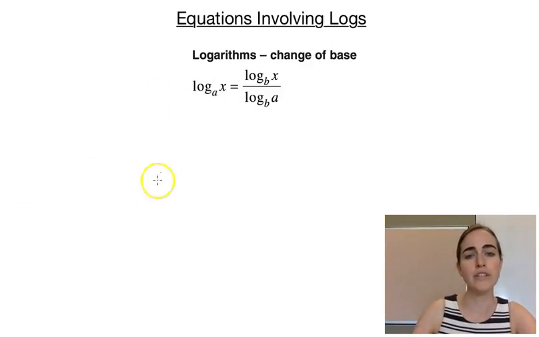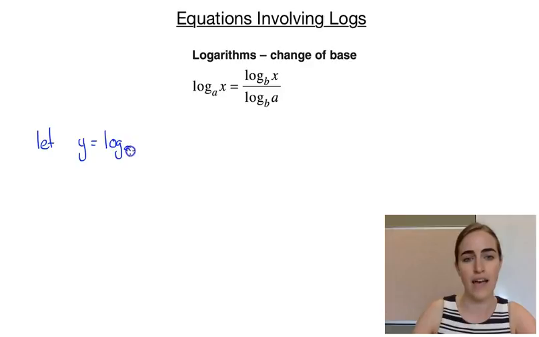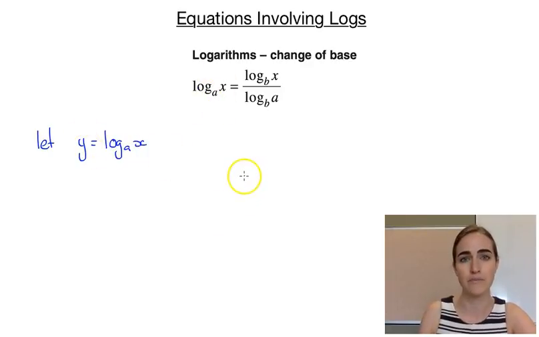To prove that this formula is true, we're going to start off by saying let y equal log to the base a of x. So y is equal to this left-hand side of that equation. Now at the moment this is written in log notation. Let's rewrite it in index notation. That would tell us that a to the power of y is equal to x.